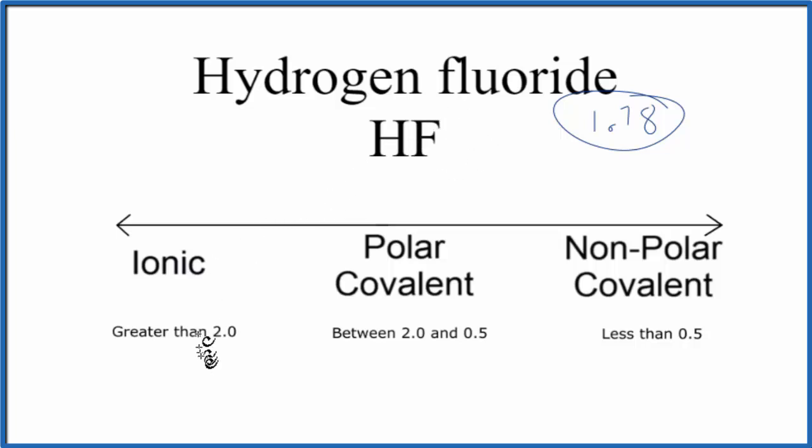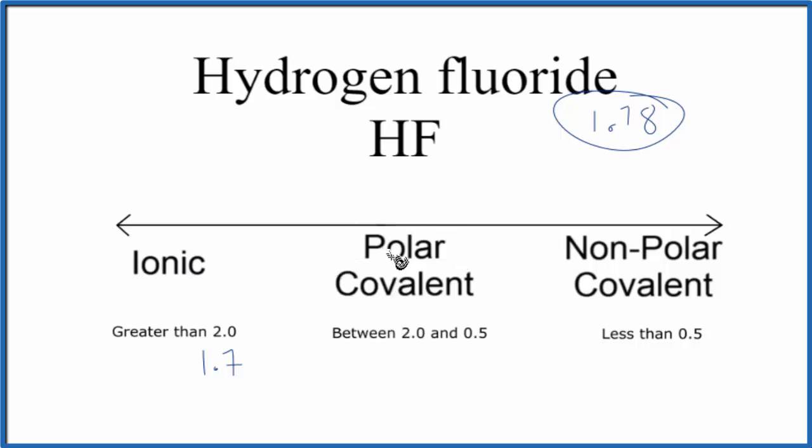Some textbooks will have this number as 1.7. So you can see why HF is confusing. It's very close to the 2, and different textbooks could give you a different definition. So it's almost ionic, but it's not quite, and that's what we call polar covalent.